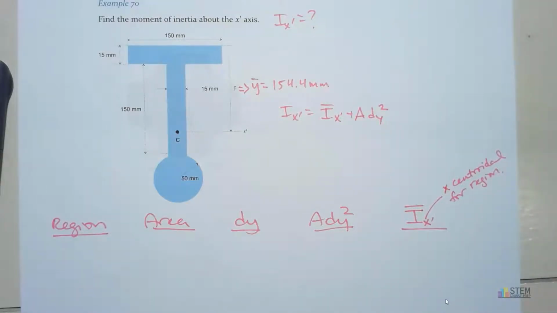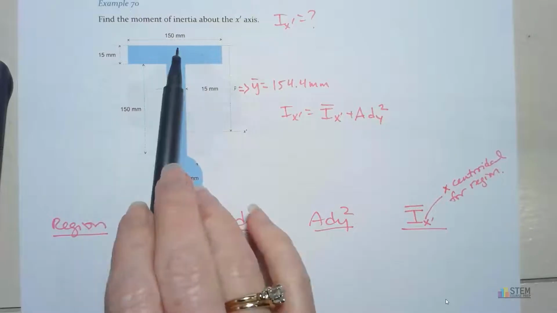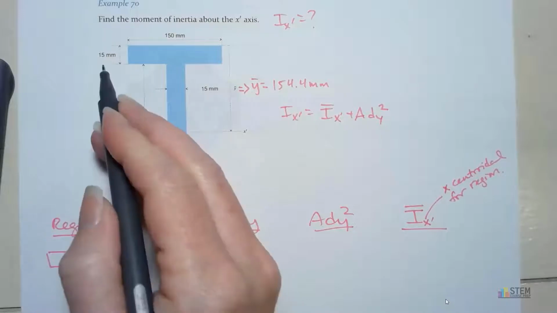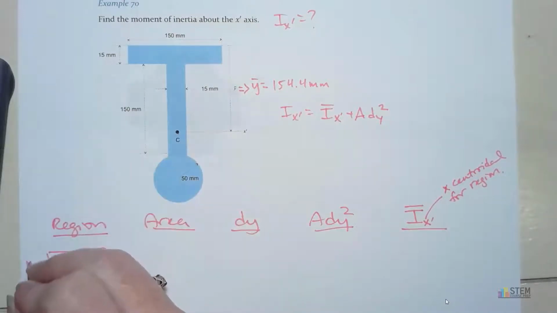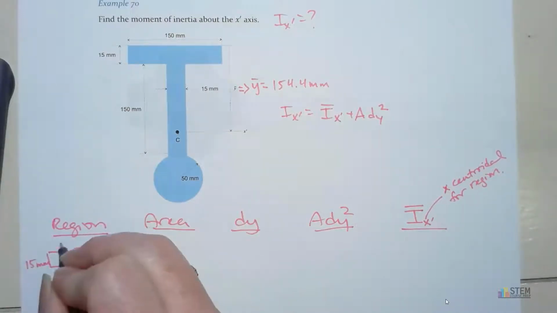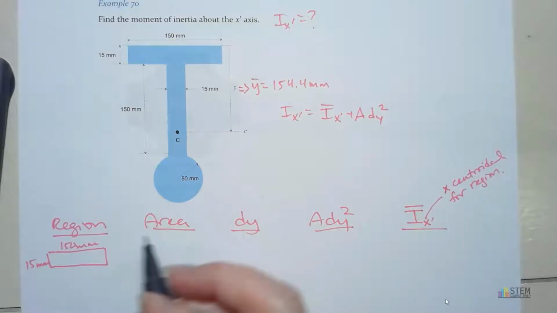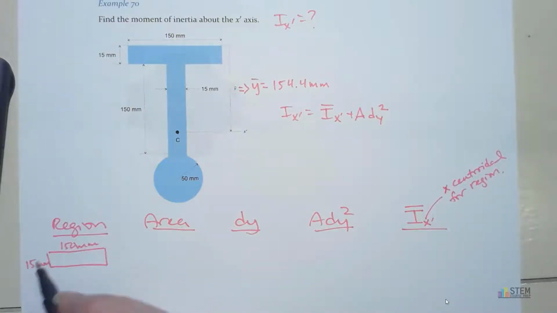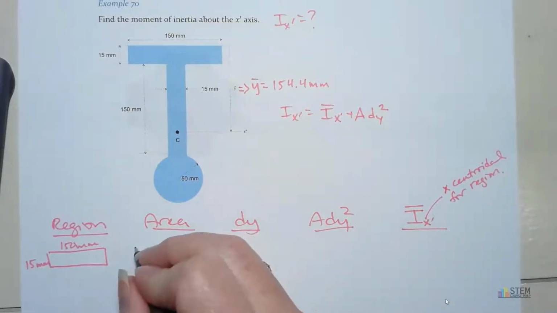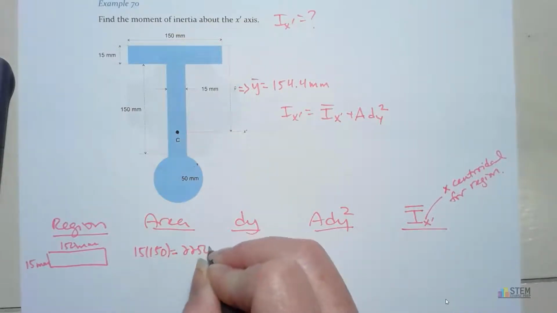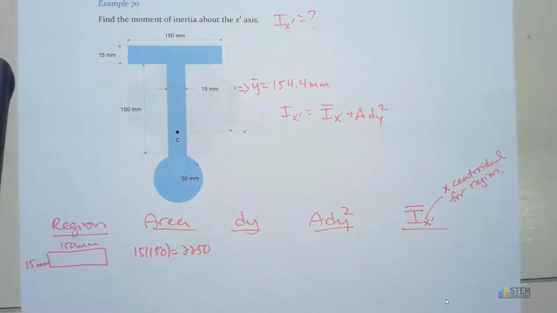All right, so let's get started. First, we're going to have this region up here. So let's draw out the shape, and it's 15 millimeters by 150 millimeters. Now let's go ahead and find the area for that. This is a rectangle, so we just need to multiply these together. So you'll have 15 times 150. That gives you 2,250.